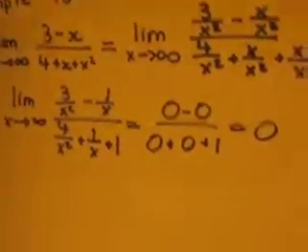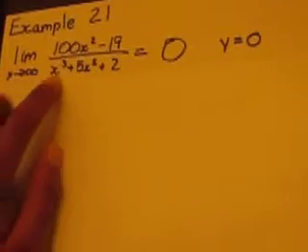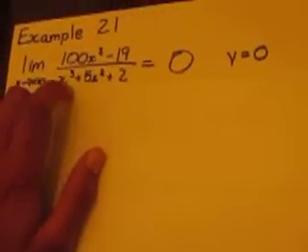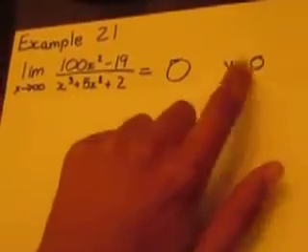Alright, so now we have example 21. In this we're going to explain the rational function theorem, which explains the asymptotes that we're going to see with these differing polynomial functions. The first one that we'll see is number 1, where if the denominator's power is greater than the numerator's power, then the limit will equal 0. In this case, y equals 0.